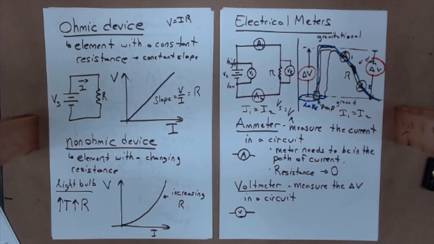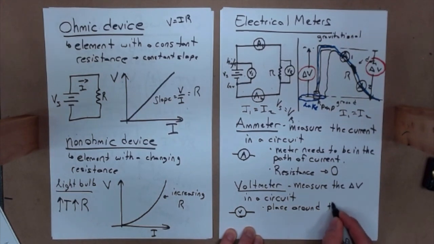For the voltmeter, we need to place it around the element we're interested in.